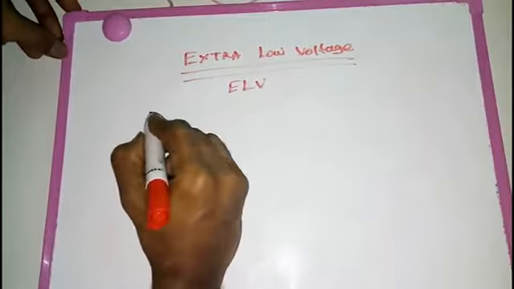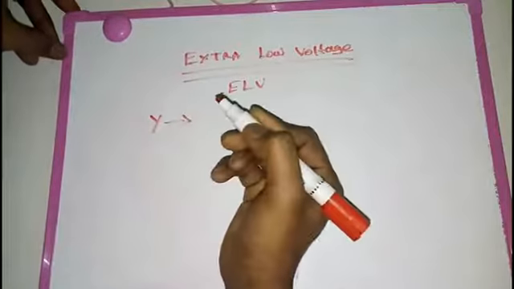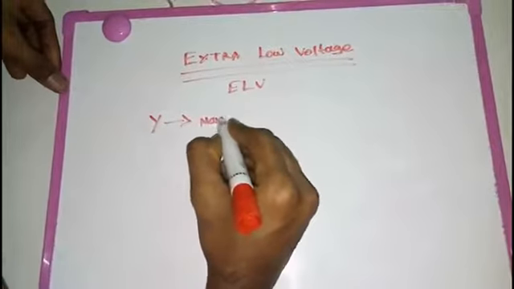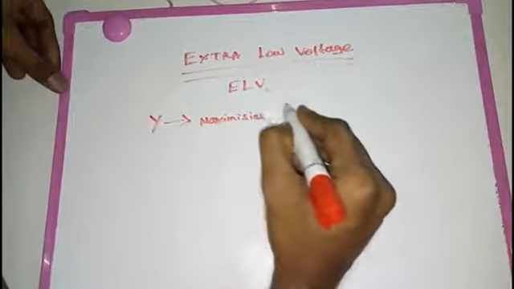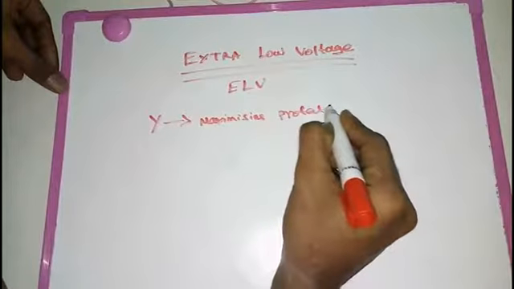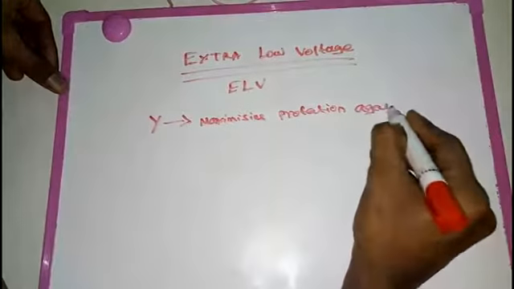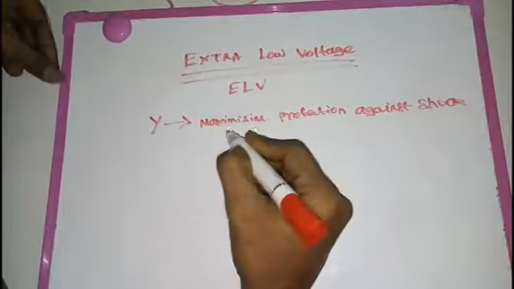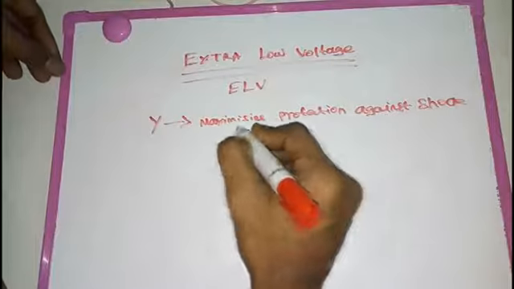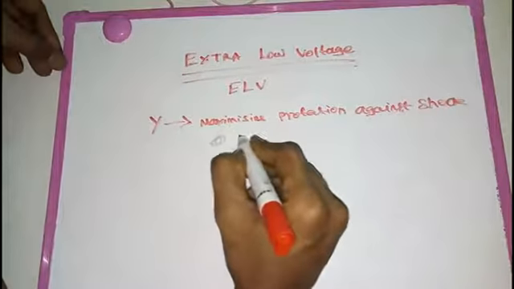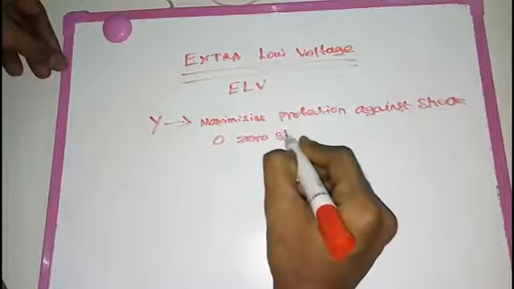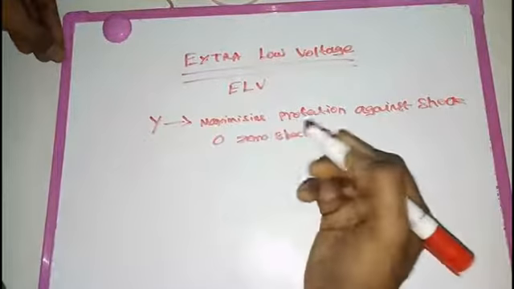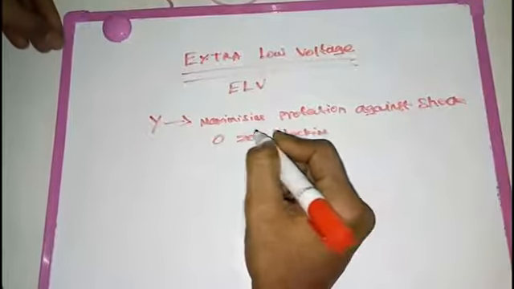First thing, why are we going for extra low voltage system? This is the first one, because of maximizing protection against shock. So the first purpose, we are having a very, very high maximizing protection against shock. That means there is a zero shock system, zero human shocking system. So this is a very, very big advantage of ELV system.